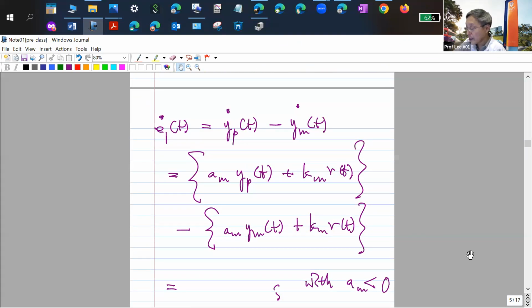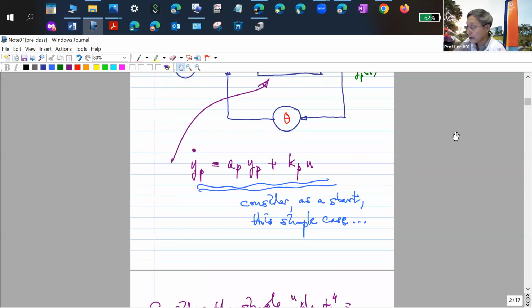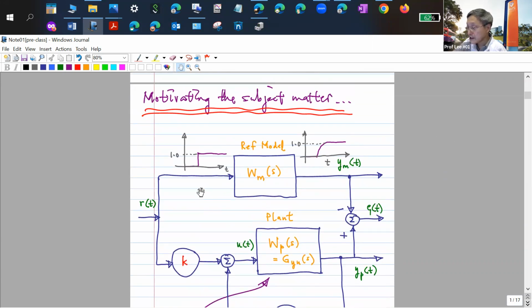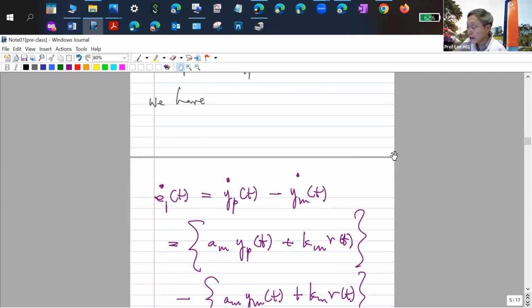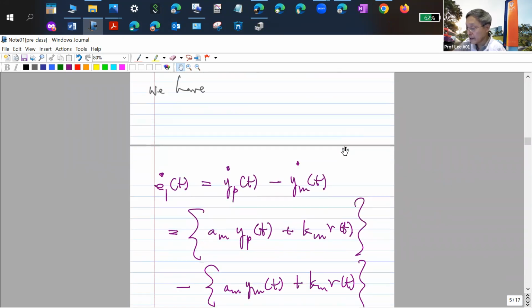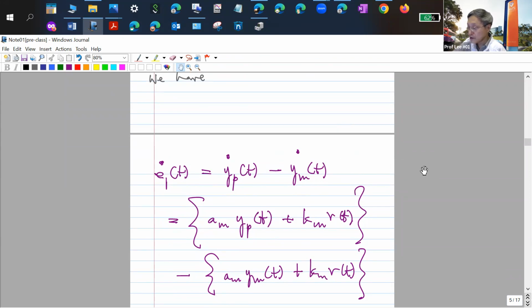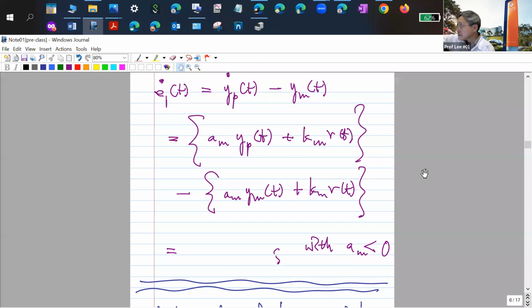And then, of course, if you specify your AM and KM via this desired performance, obviously AM gives you a stable system. So if you now look at what the tracking error looks like, tracking error E1 is yp minus ym. Then we take the first derivative, E1 dot is yp dot minus ym dot, and then you simplify that. Clearly this is now AM E1 of t, which is the tracking error. That's nothing more than just starting from your undergraduate control. So I'm not doing adaptive control yet.